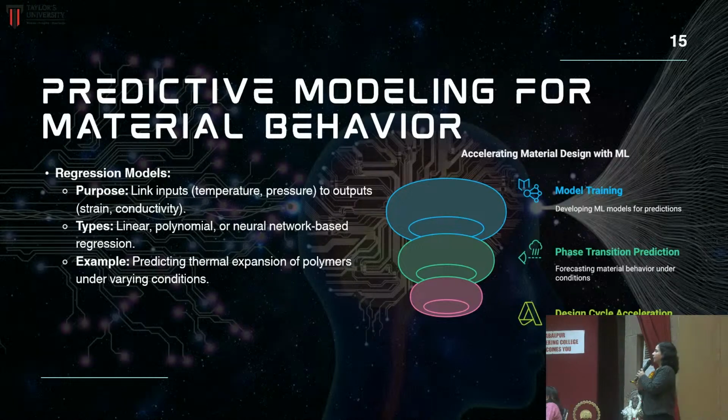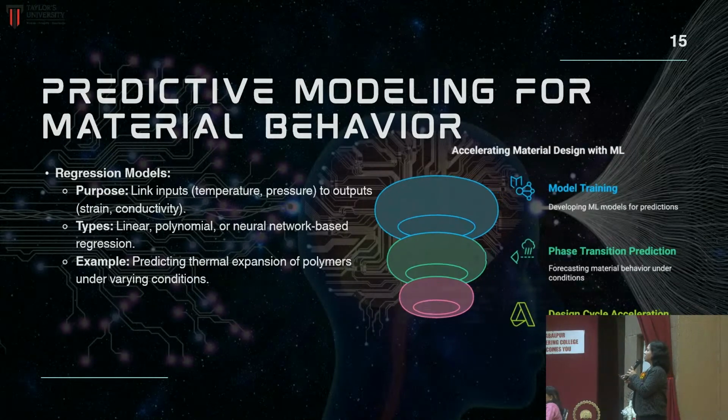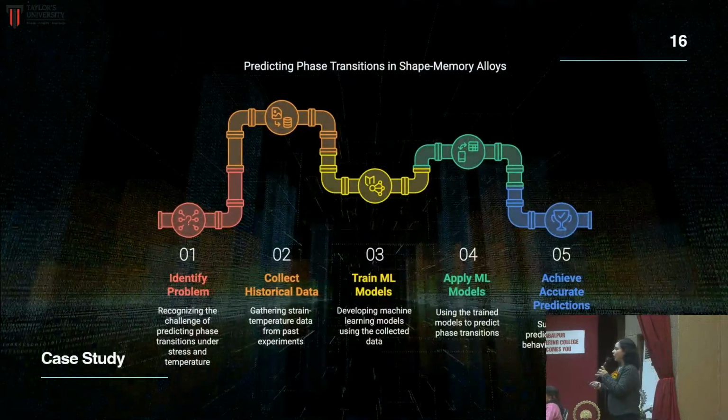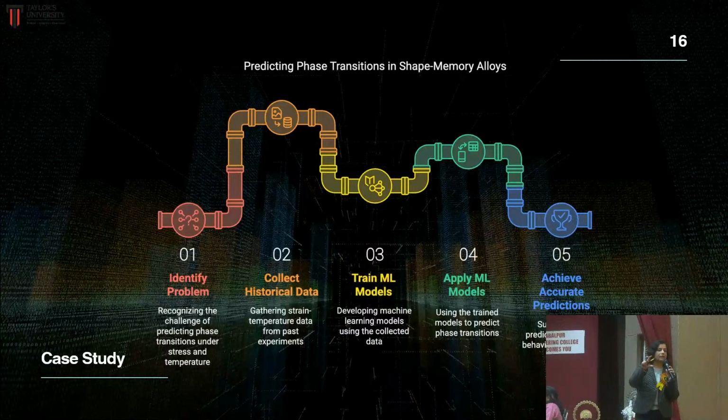Now, predicting phase transition in shape memory alloys. First of all, the first step here in the case study is we have to identify the problem. Why are we studying this particular material? What kind of outcomes are required? So we need to identify the problem under study. That is, we need to recognize the challenge of predicting phase transitions under stress or temperature. What would be the effect of stress or temperature on a particular material under study?